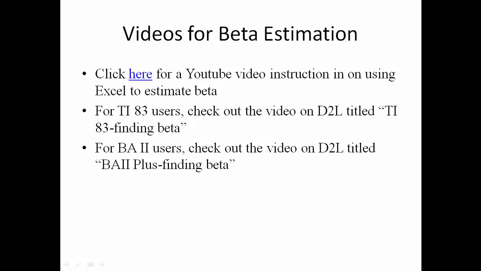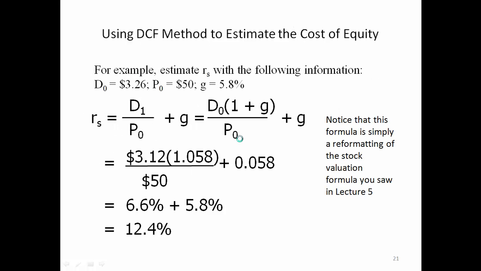If you use the Texas Instruments TI-83 calculator, you can check out the video I uploaded on D2L titled TI-83 Finding Beta. For BA II Plus users, you can check out the video on D2L titled BA II Plus Finding Beta. These videos give you detailed step-by-step instructions on how to use data and estimate the beta coefficient from a regression analysis. The second approach is to use the discounted cash flow method.